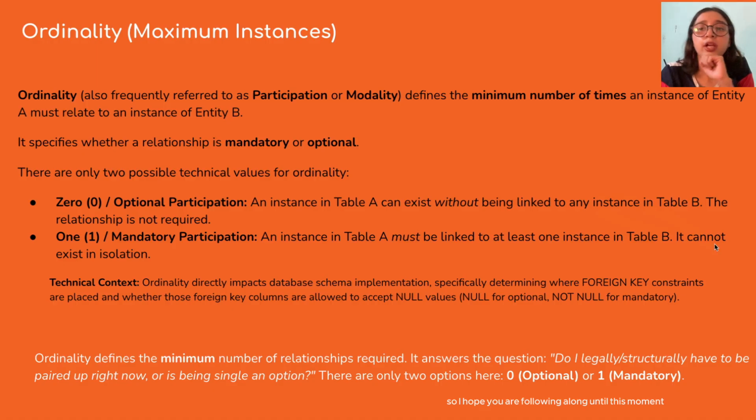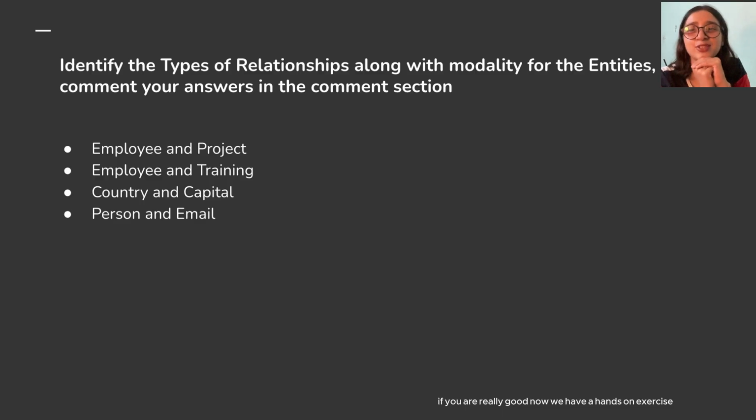So I hope you are following along until this moment. If you are, really good. Now we have a hands-on exercise. Now comment your answers down below for these terms. What you need to do is identify the types of relationship along with modality for the entities. And modality means the cardinality and the ordinality. So identify the type of relationship between employee and project, employee and training, country and capital, person and email.